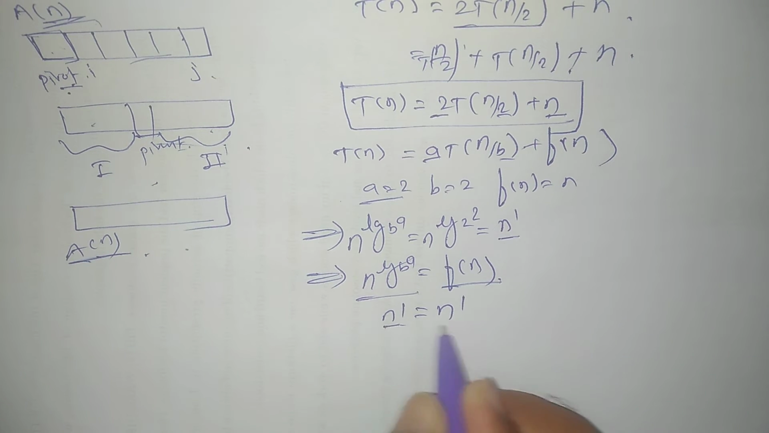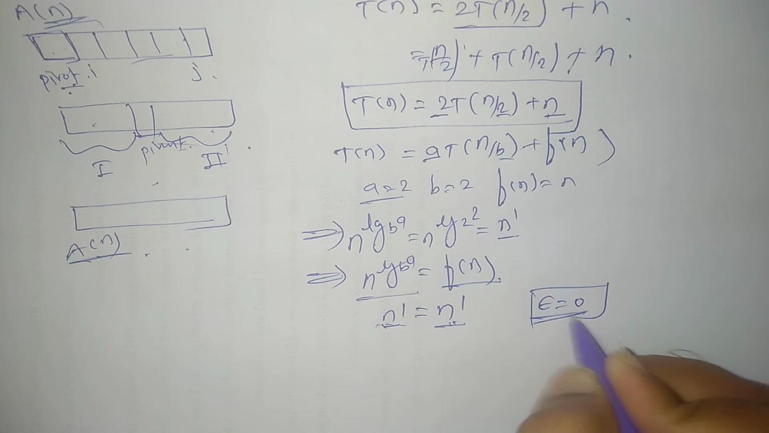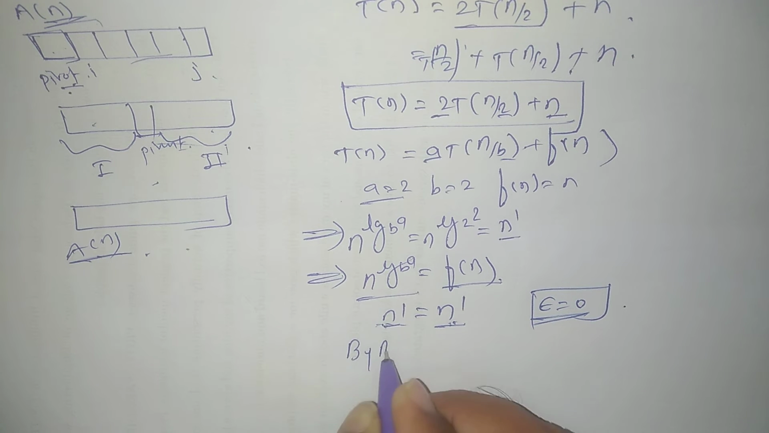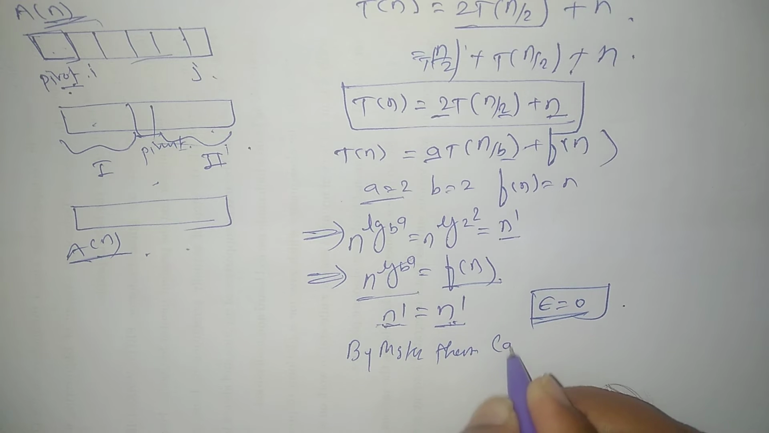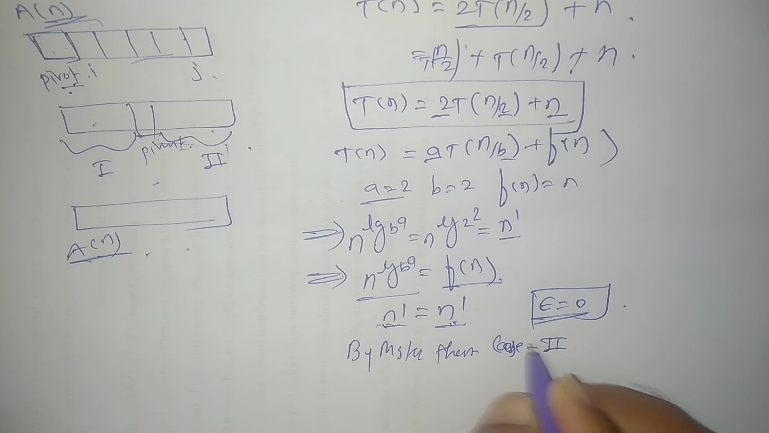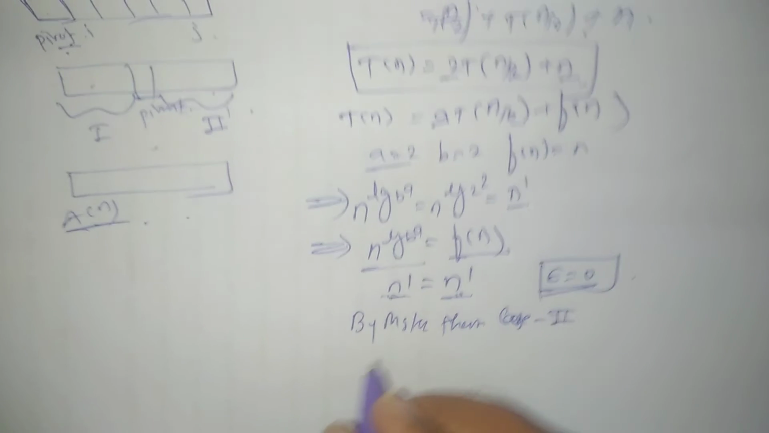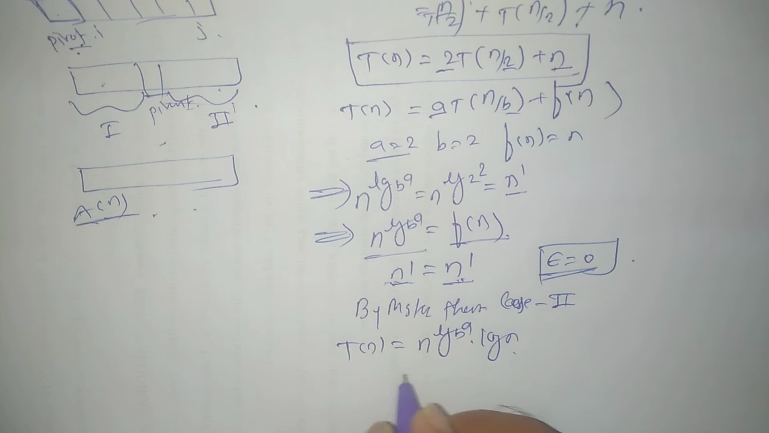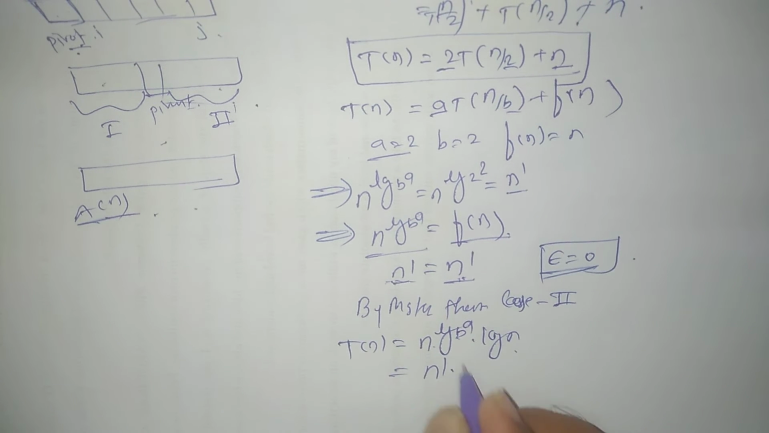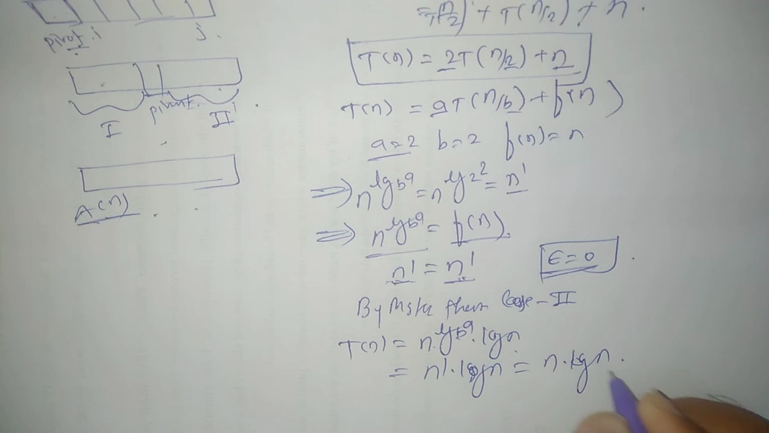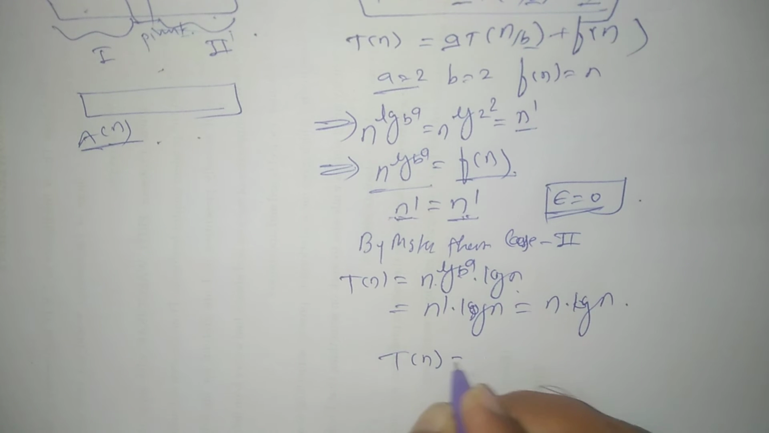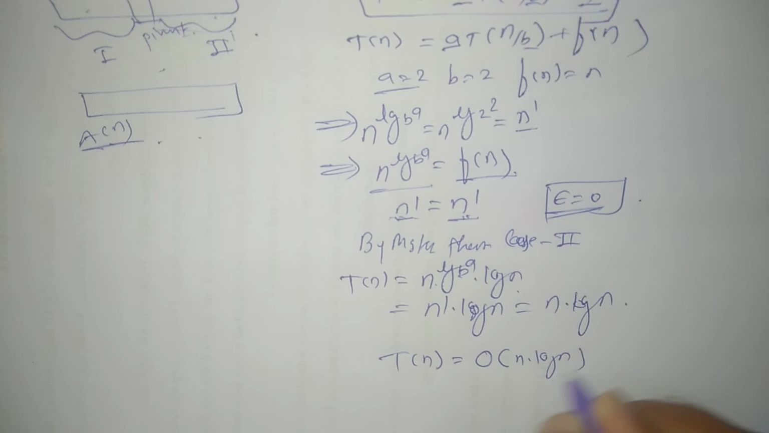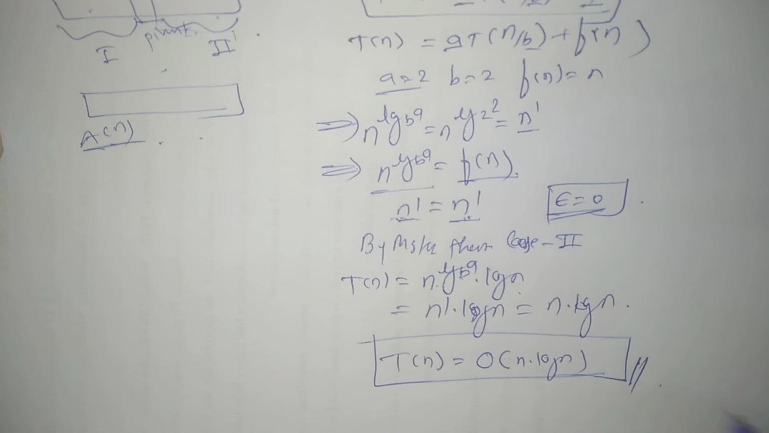When we equate the left side to the right side, I find that both are equal. When both are equal, then epsilon equals 0. When epsilon equals 0, I have to use master theorem case number 2. By master theorem case number 2, I can say that T of n equals n to the power log a by b into log n. So n to the power log a by b here is n to the power 1, into log n. That is n log n. In the final answer, T of n equals big O of n log n. This is the complexity of quicksort.